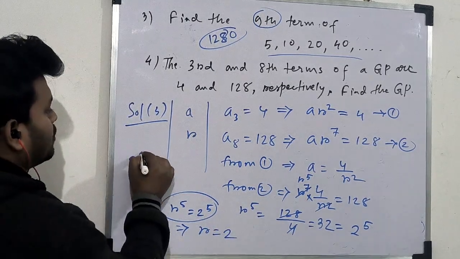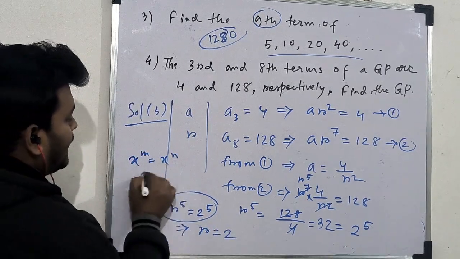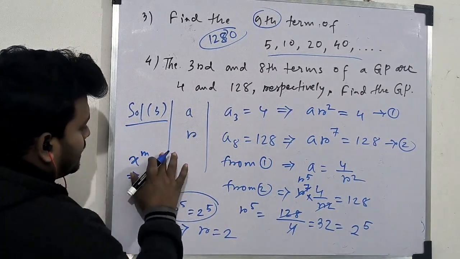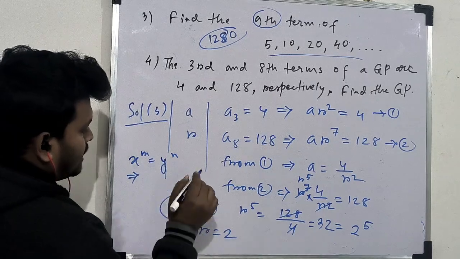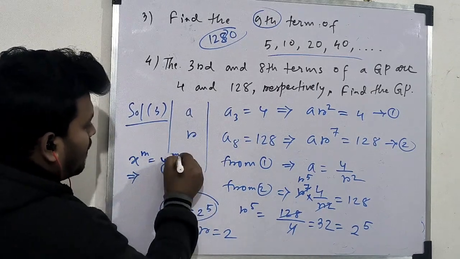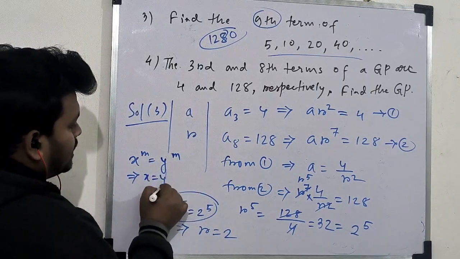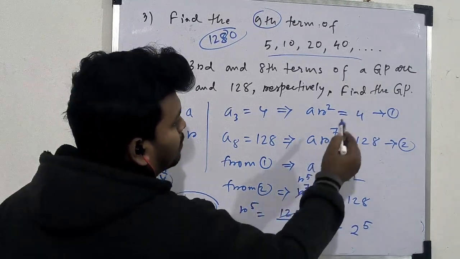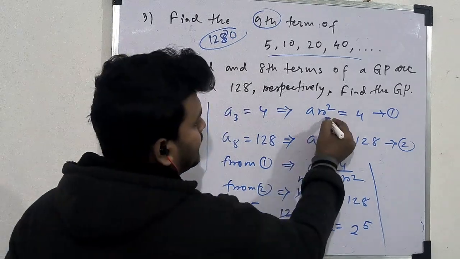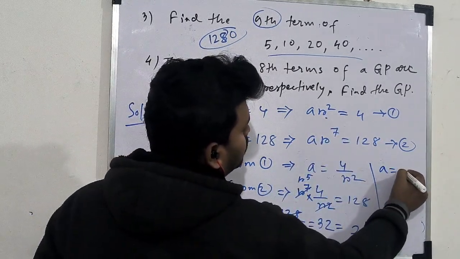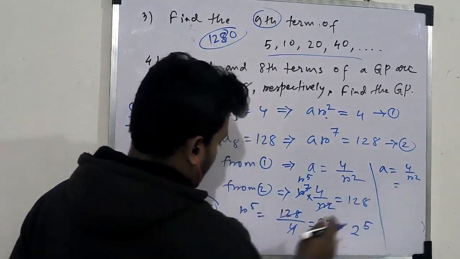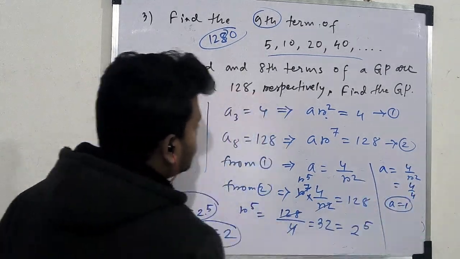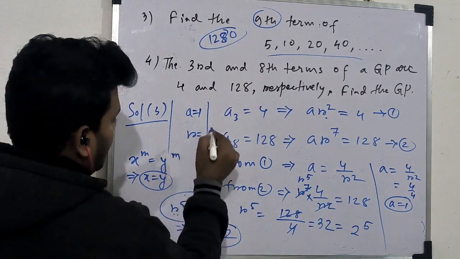Okay, we know x to the power m equal to y to the power m implies that if the power is the same, then the numbers will be equal. So in this case R to the power 5 and 2 to the power 5, so R equal to 2. And by putting R equal to 2 in this equation, that is A equal to 4 by R square, R equal to 2, that is R square equal to 4, that is 4 by 4, that is 1, so A equal to 1. So we get A equal to 1 and R equal to 2.